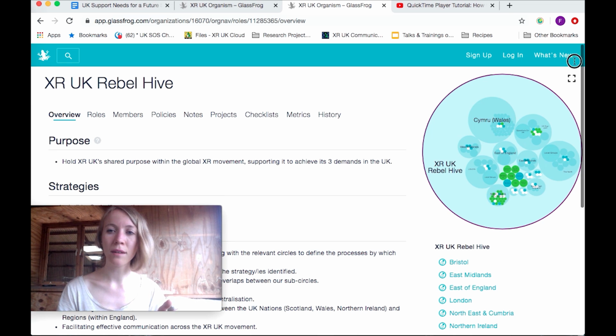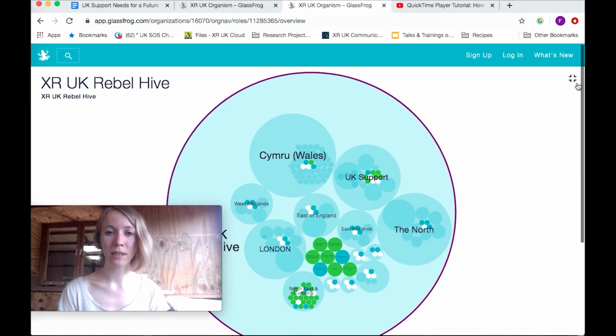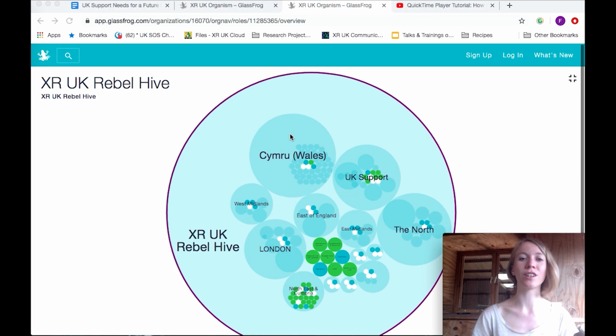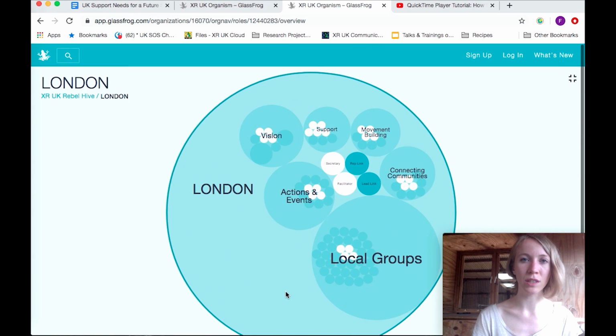You can make it bigger by pressing there in the right upper corner, which can make it much easier to navigate. So you can see in the widest circle that you have all the regions represented there, so the North, East Midlands, East of England, and then if you click on each circle, you can see how this region organizes itself. I should add here that the GlassFrog is never quite up to date, because we're a volunteer organization and all that, but we try our best to update it on a regular basis.